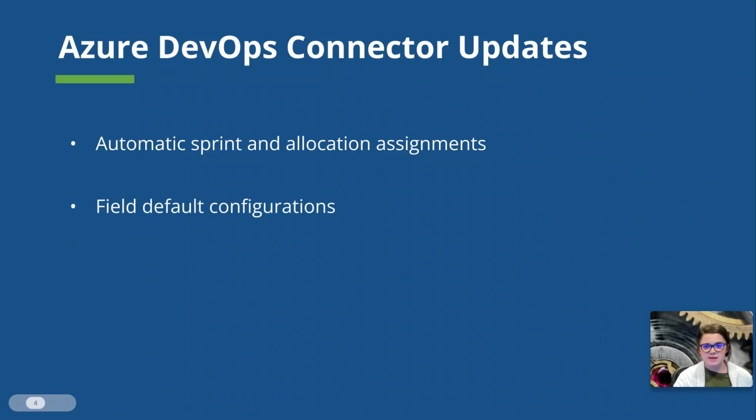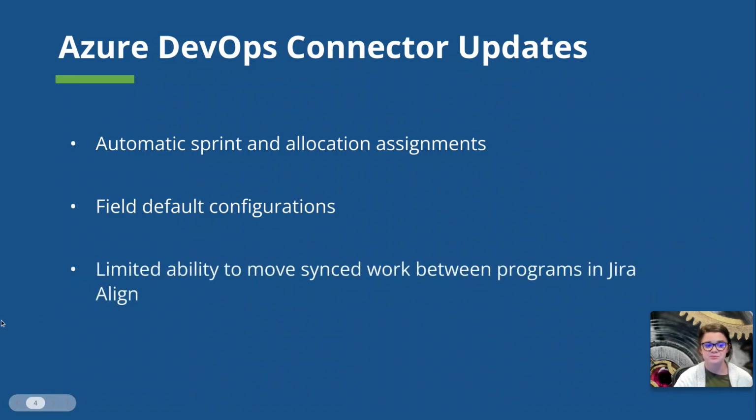Default values can now be configured for fields that sync between Jira Align and Azure DevOps for bidirectional syncing fields. And this is for the stories, features, and bugs work items.